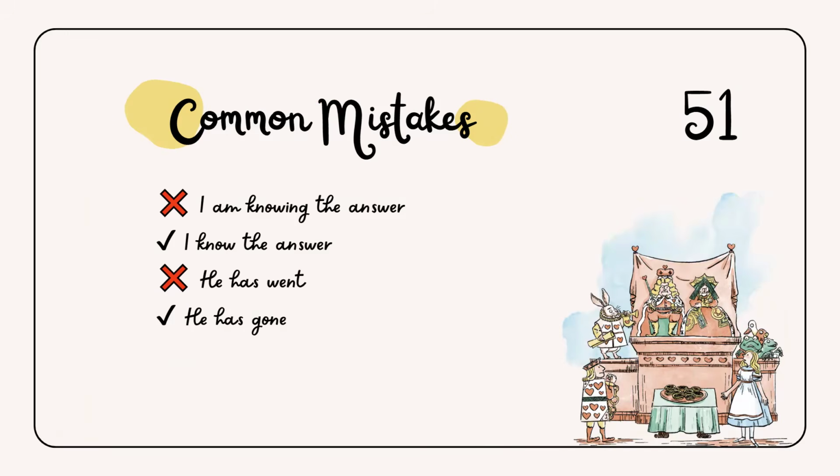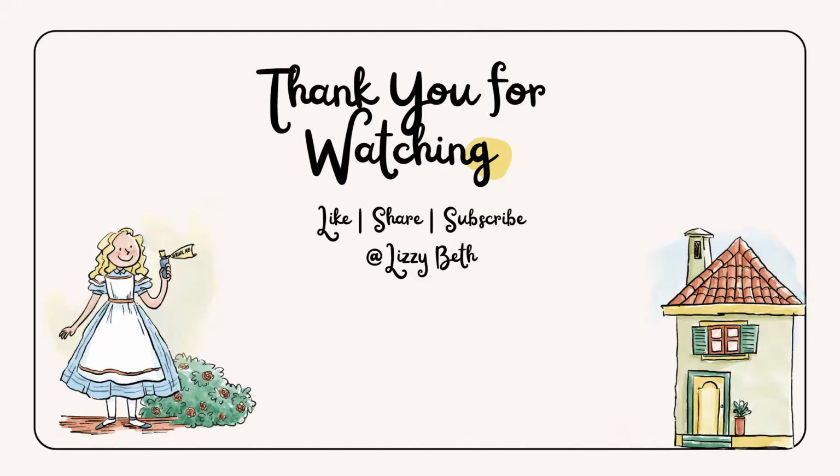Avoid common mistakes like "I am knowing the answer." This is a wrong way of saying the sentence. Why? Because know is a stative verb, and a stative verb will not have a continuous form. You simply say, "I know the answer." "He has went." Again, a basic mistake. "He has" is the have form, which represents the perfect tense, so I need a V3 form to go along with the have form. He has gone.